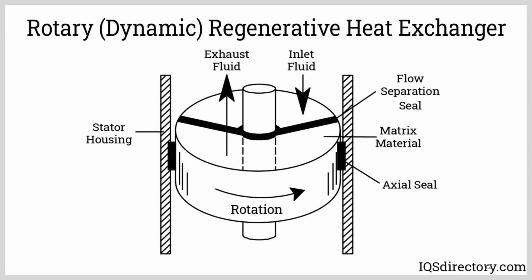So this is a diagram depicting the work of a rotary or dynamic regenerative heat exchanger. We have a stator housing, exhaust fluid, that means the fluid leaving, and inlet fluid. We have an axial seal, a matrix material which stores the heat, and a flow separation seal that prevents one fluid from mixing with the other one. This is also an arrow showing how the rotation is happening.